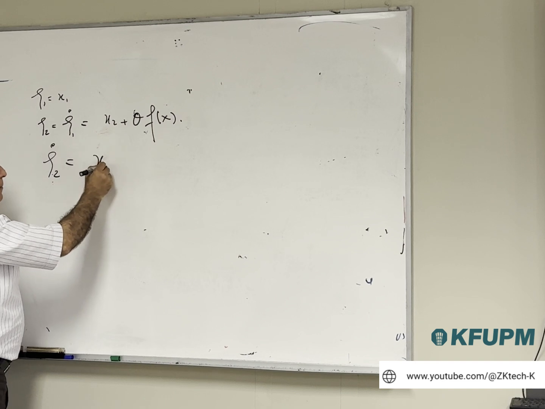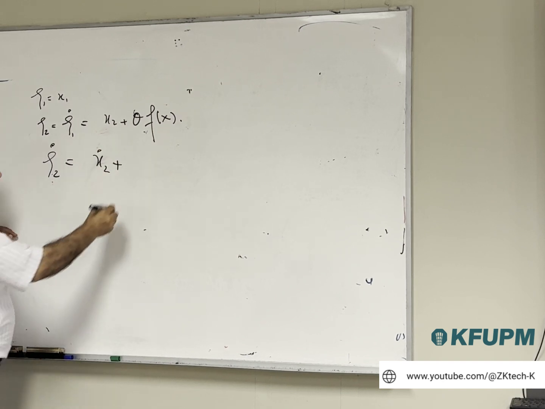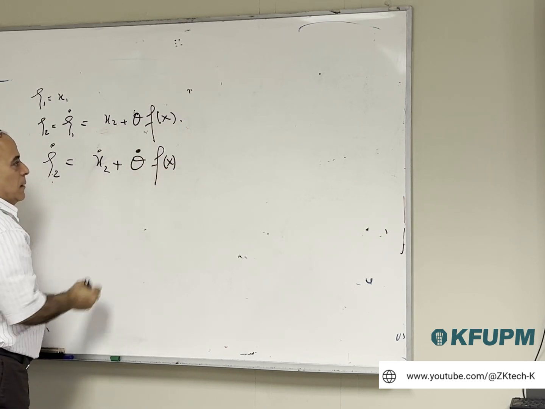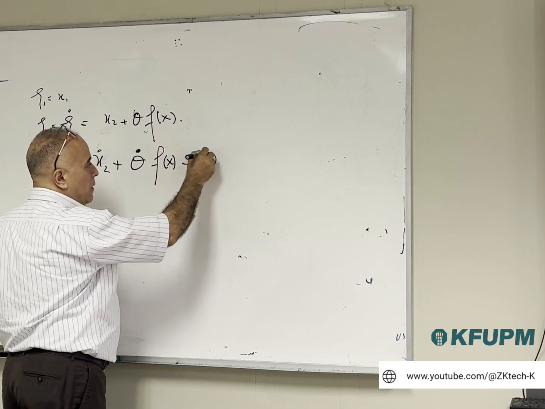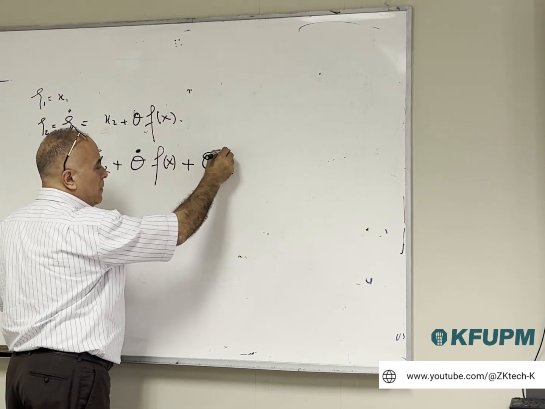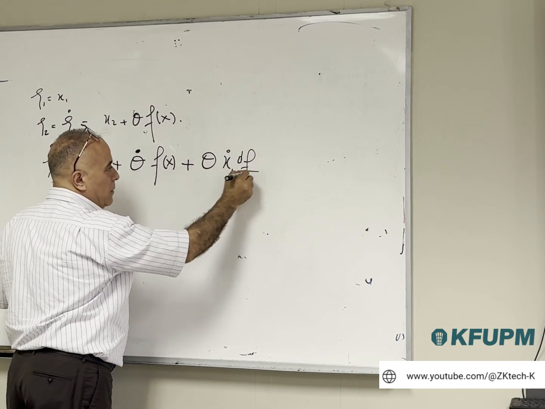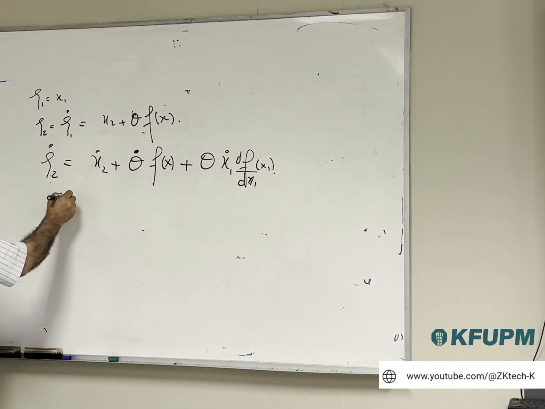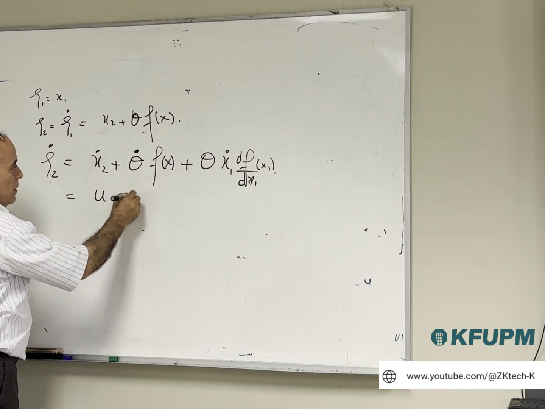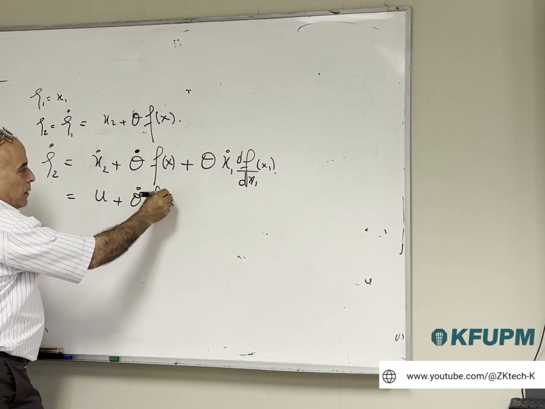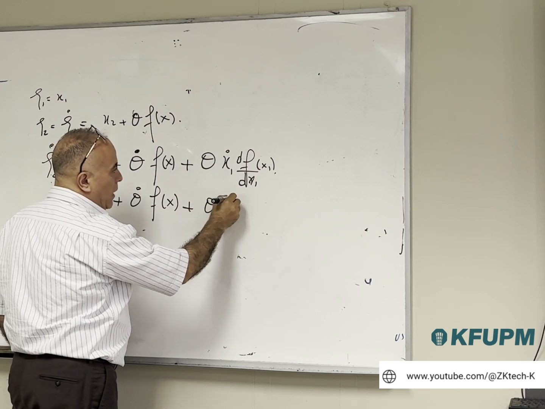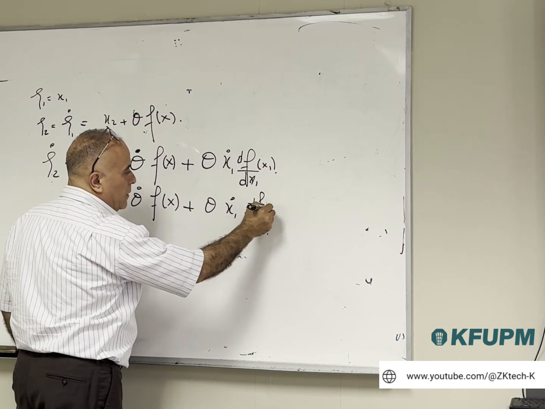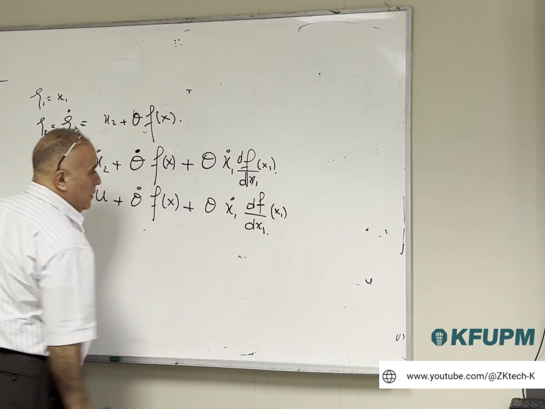x2 prime plus theta prime, not theta, D of f of x, plus theta x1 prime df dx1. So again, this will be equal to u plus theta prime of x plus theta multiplied by x1 prime, df dx1, evaluated at x1 and the derivative with respect to x1.